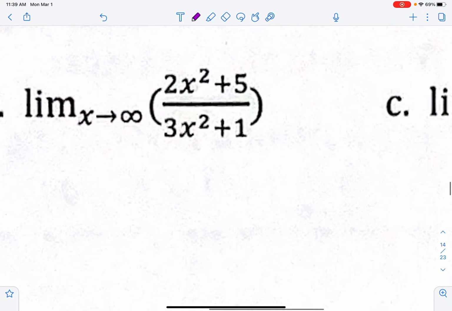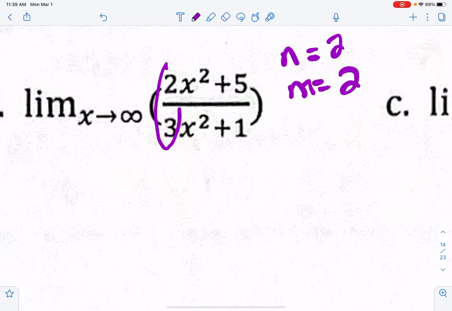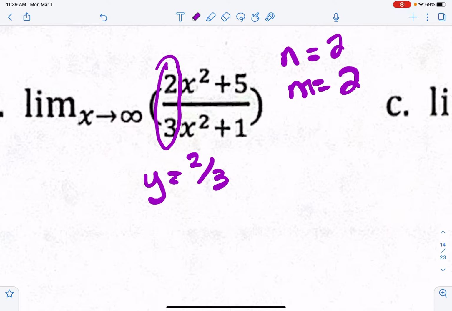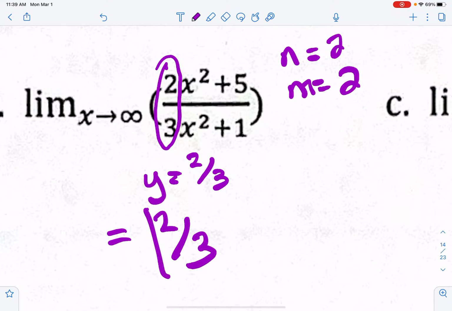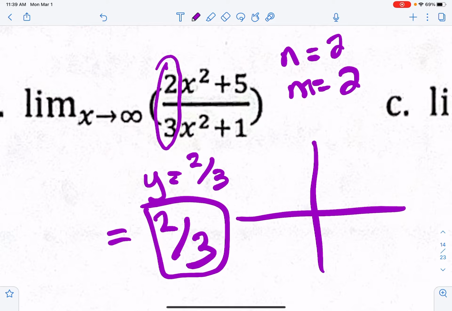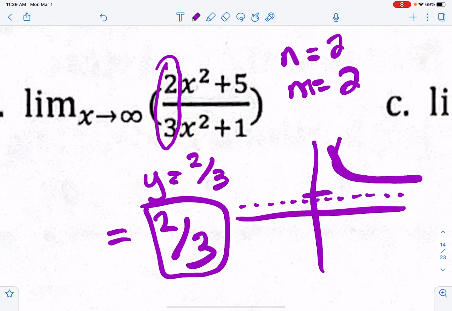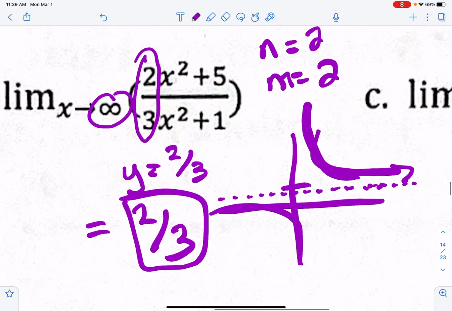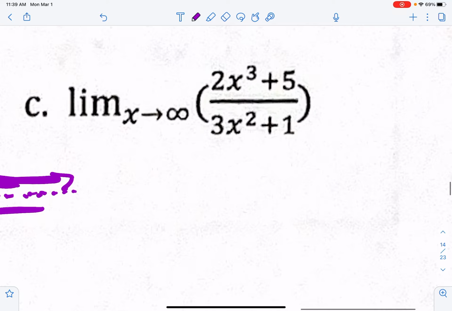Okay, this one here, you have n is equal to m, and both of them have a degree of 2. So in that case, you look at the leading coefficients. So your horizontal asymptote would be at 2/3. So that means your limit is 2/3. And what that means is on the graph, instead of it being at 0, it's up here at about 2/3, right there. As x goes to infinity, meaning as x goes forever to the right, it's flattening out at that 2/3 value. Okay, and then part C, n is greater than m.